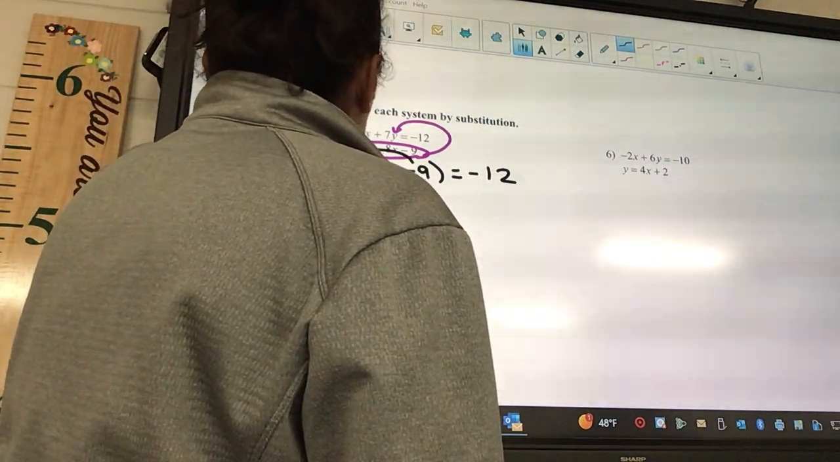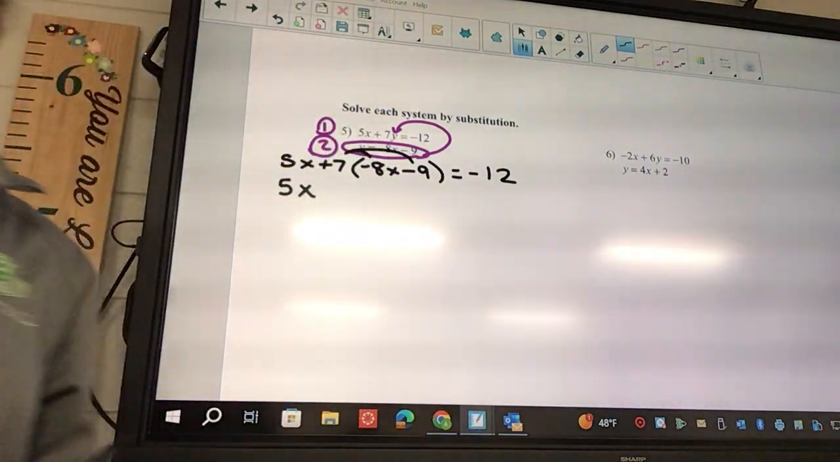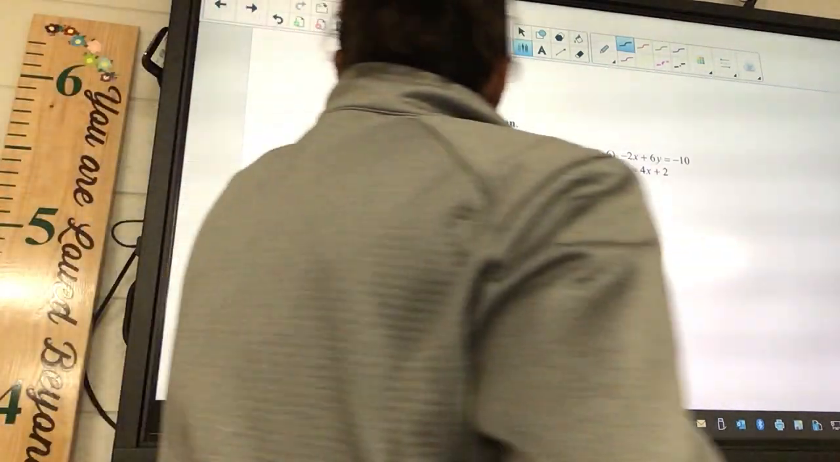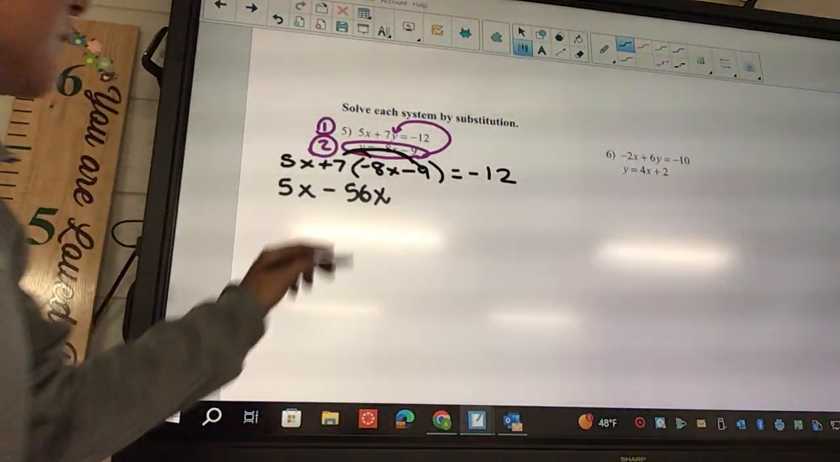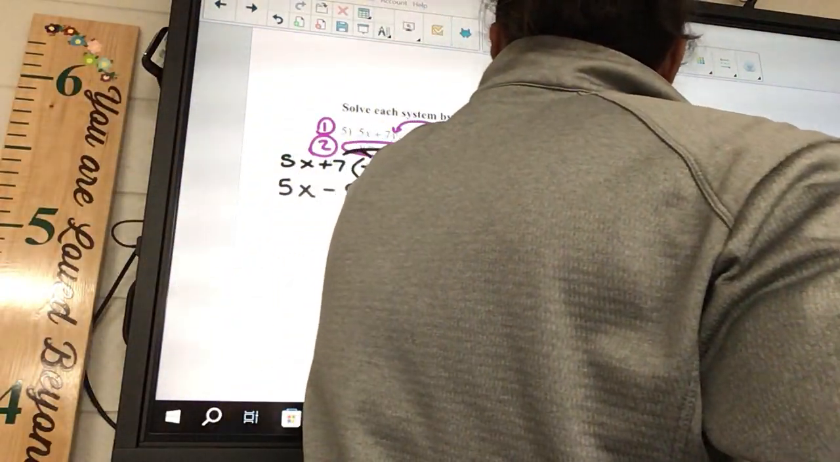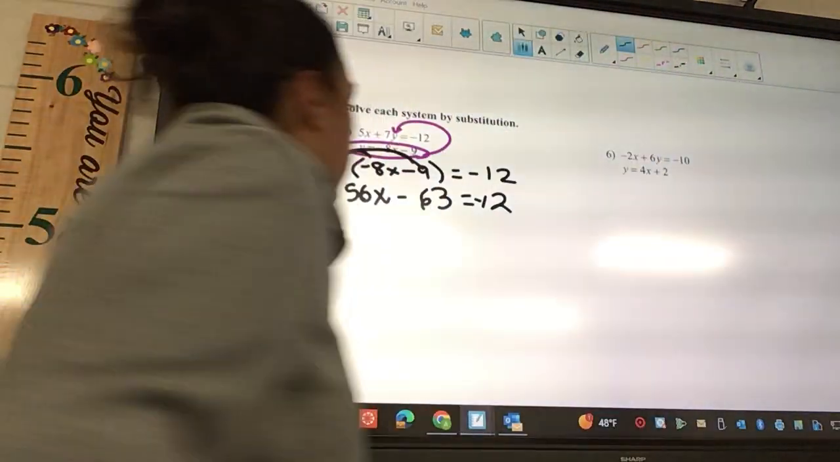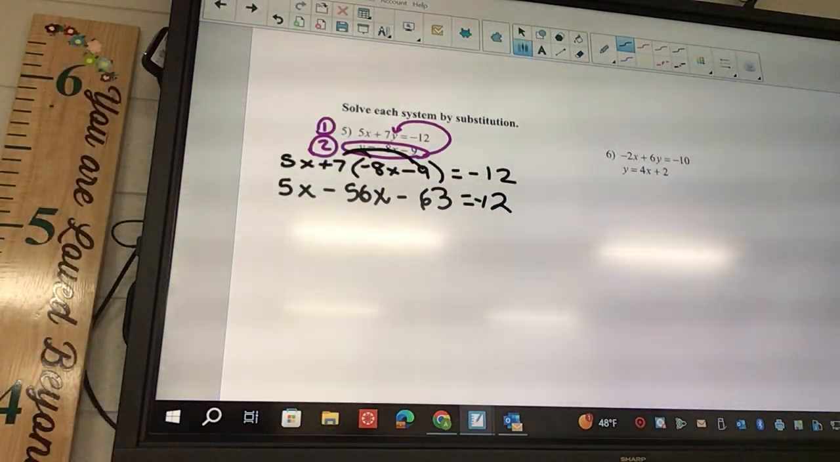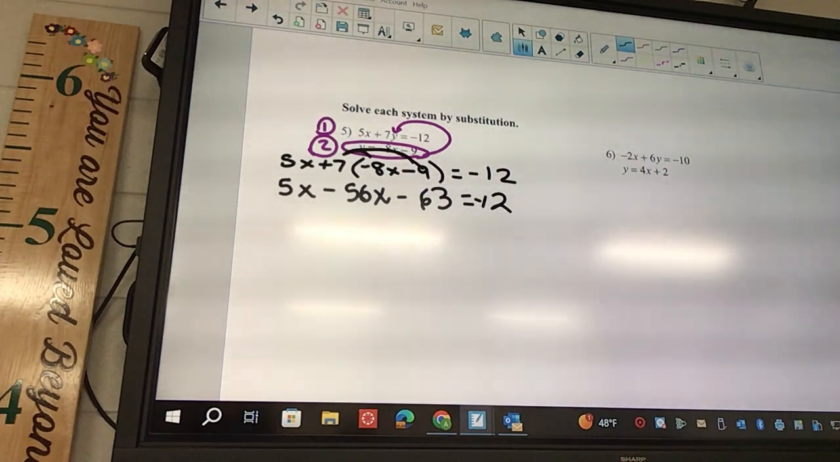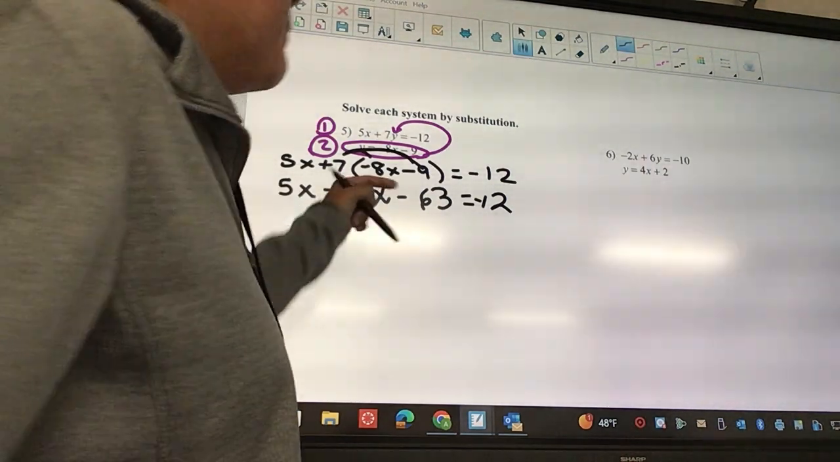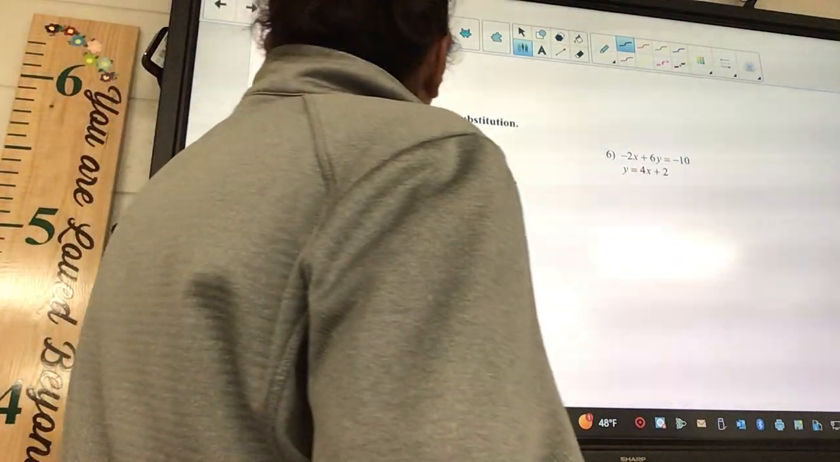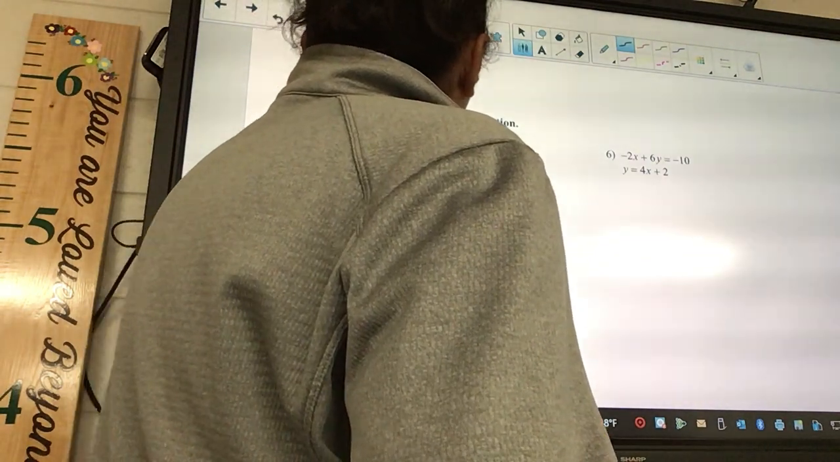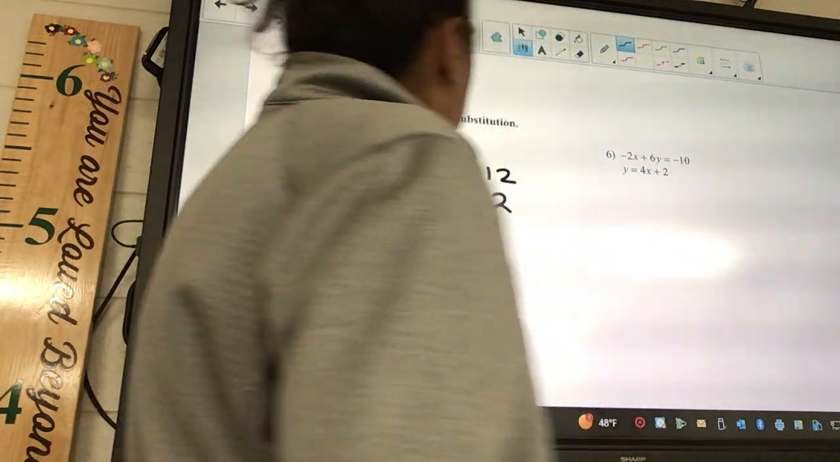Okay, so we got 5x. 7 times -8, -56x. 7 times -9, -63. -63 equals -12. Okay, and then what needs done? The x's, okay? So what is 5 minus 56? -51. -51x, sorry. Minus 63 equals -12.